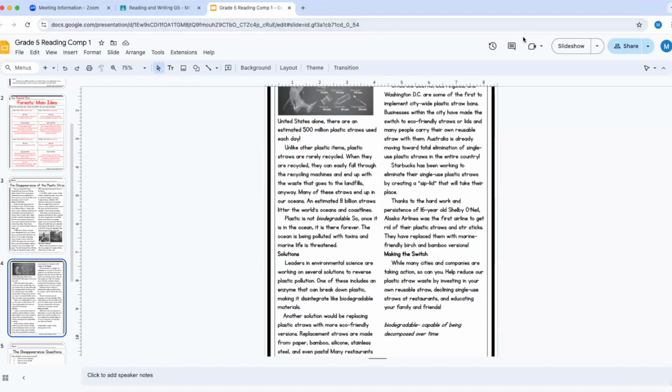Yeah, I think most of you got it. Definitely the most important part was really that the straws end up in the ocean. They're not biodegradable, and they're polluting with toxins, and marine life is threatened. I think as long as you had those, you were good. Yeah, very good. Good, everybody.